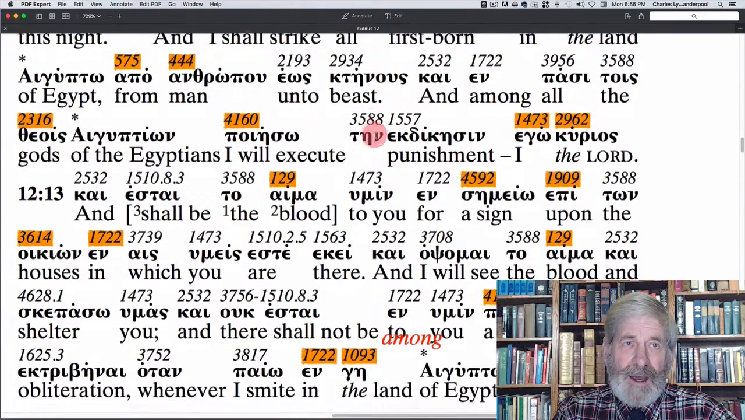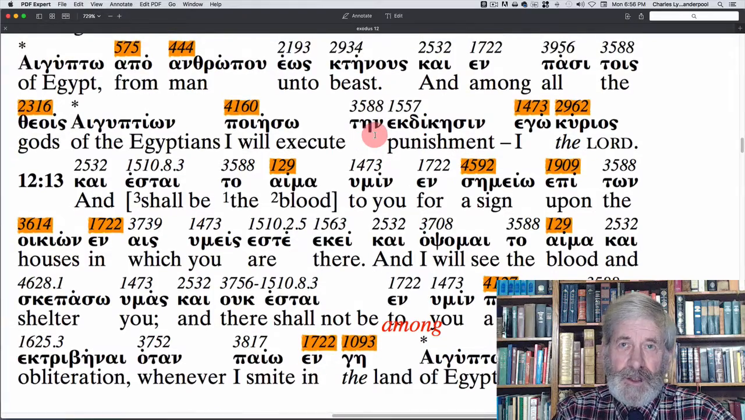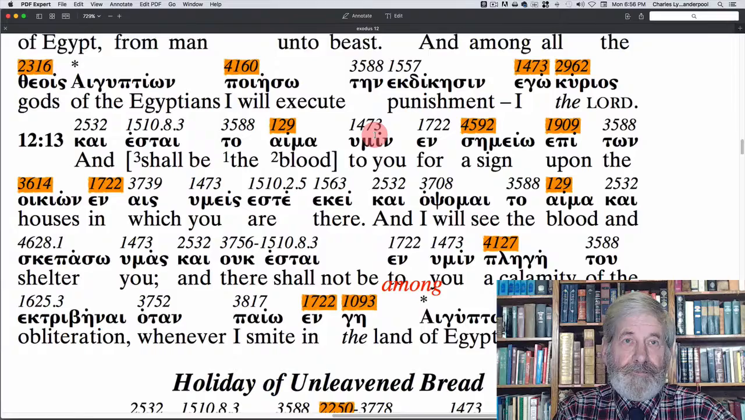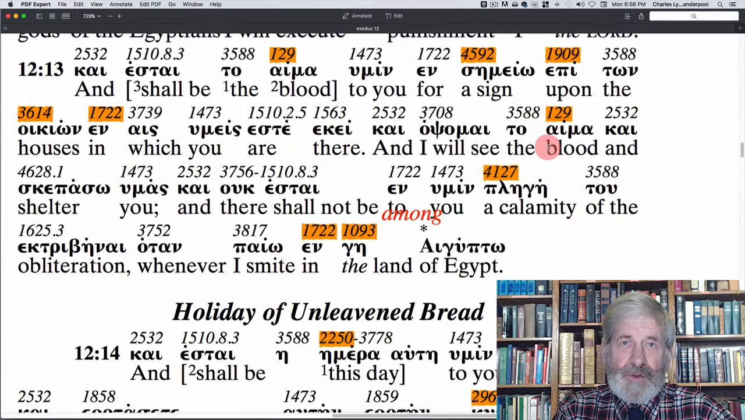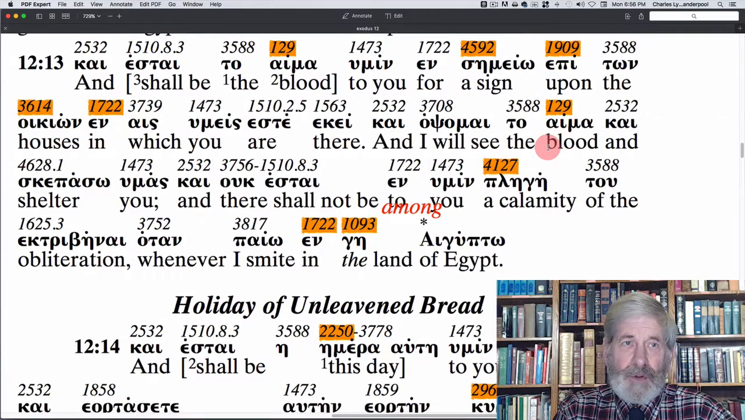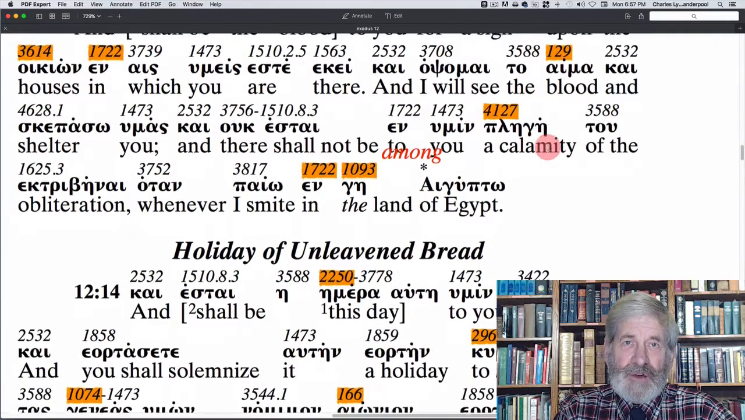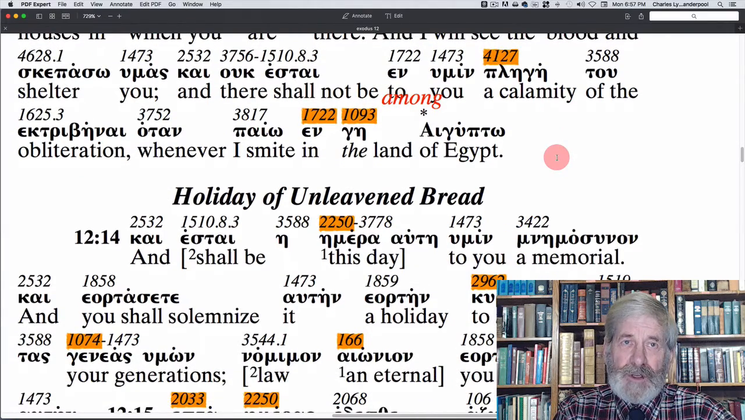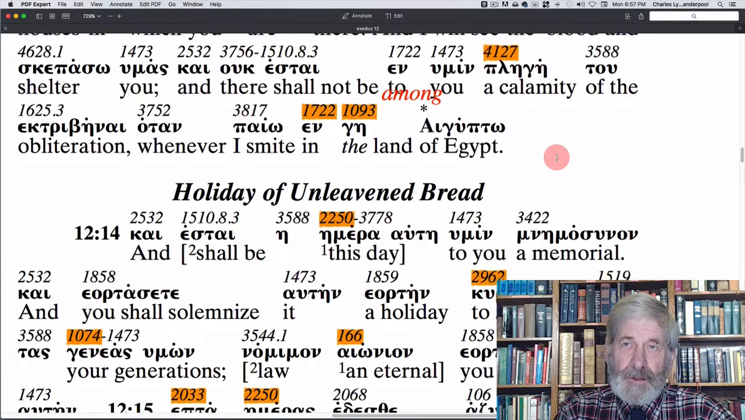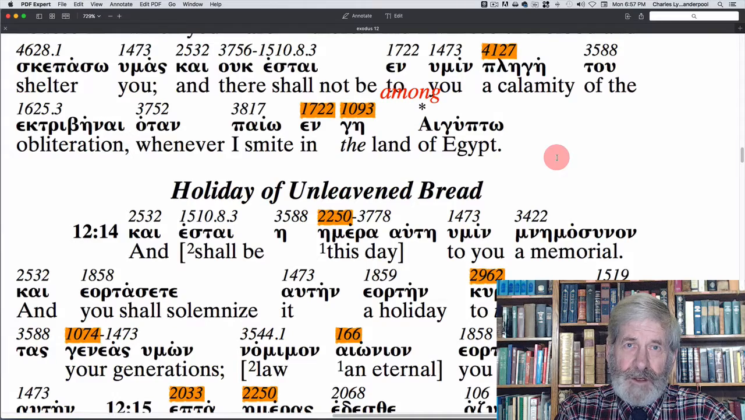And among all the gods of the Egyptians I will execute judgment. I, Kyrios. And the blood shall be to you for a sign upon the houses in which you are. And I will see the blood and shelter you, and there shall not be among you a calamity of obliteration whenever I smite in the land of Egypt. So by putting the blood on the door, the lintel, when he goes over, he will not strike that house.